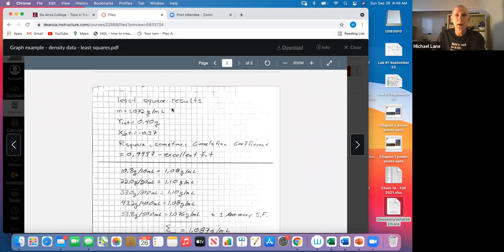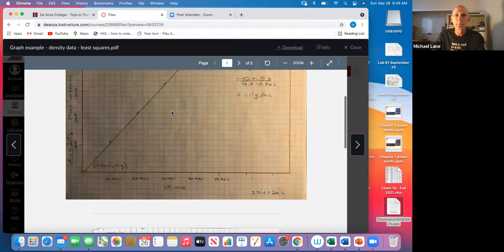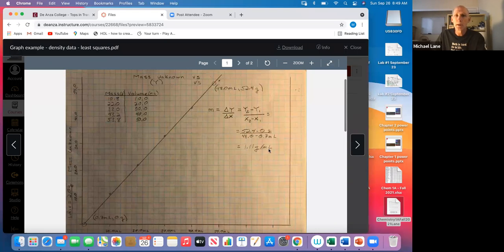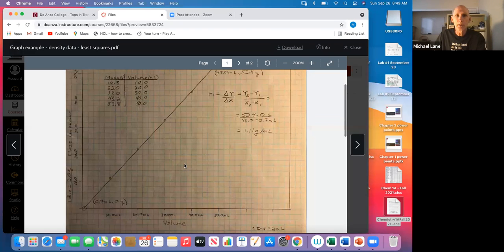And I contrast that with the 1.1 grams per milliliter when I did it by hand, if you will. So they're certainly very close. The calculator is probably, well, it's not probably, it is more correct, but this is also a common and accepted method.